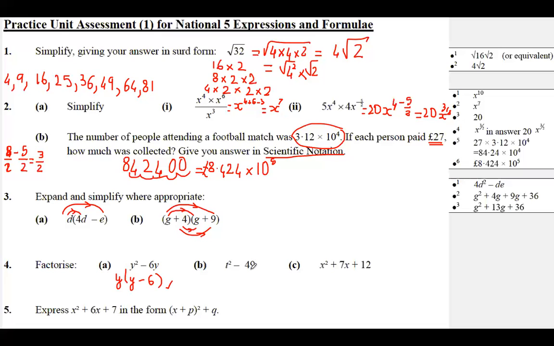So I've got a square and another square number, and we call this the difference of two squares. To factorize this, you open a bracket, you do t plus 7 for the first one, times t minus 7. So we've done quite a few of those.